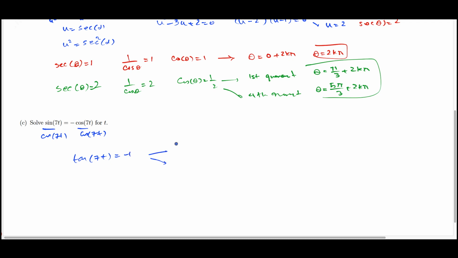Tangent is negative in the second and fourth quadrants, but I only need one of them because the period of tan is only pi. So take the second quadrant. Then 7t is equal to 3 pi fourth plus k pi, and then I solve for t because that's the final goal. And this is the answer that you get.